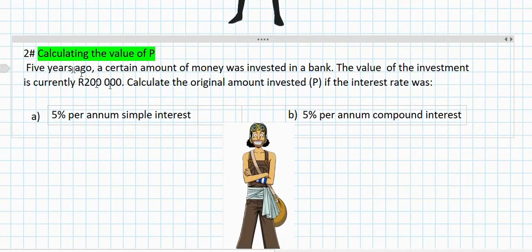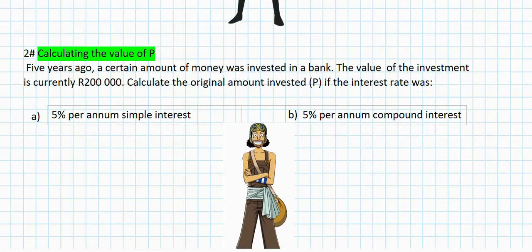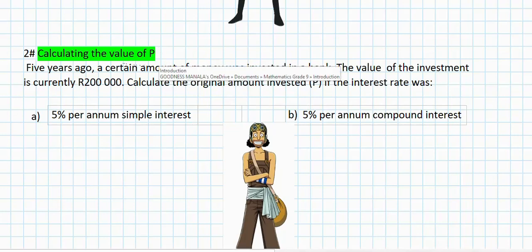So it says here 5 years ago, which means we are now in the future. In the future tense, let's say that. English is charming. So now we are in the future tense. A certain amount of money was invested in a bank. A certain amount. So the starting amount, we don't know it. We know that a certain amount.